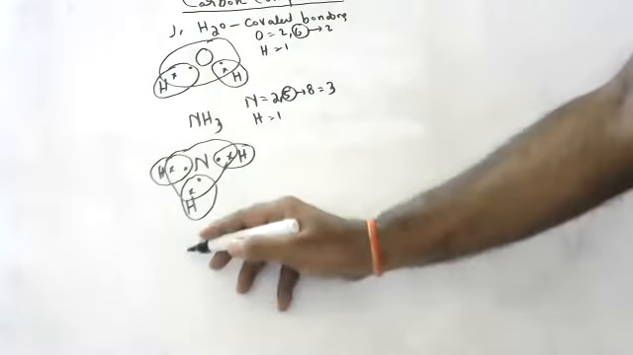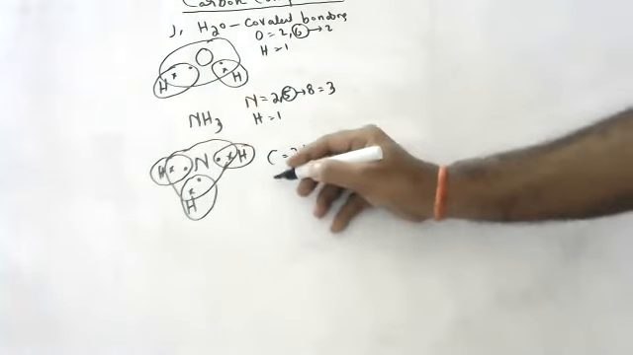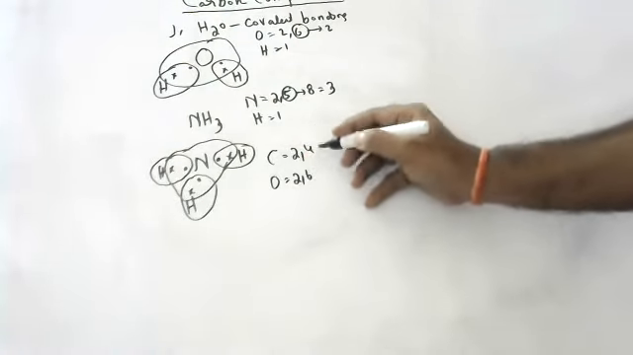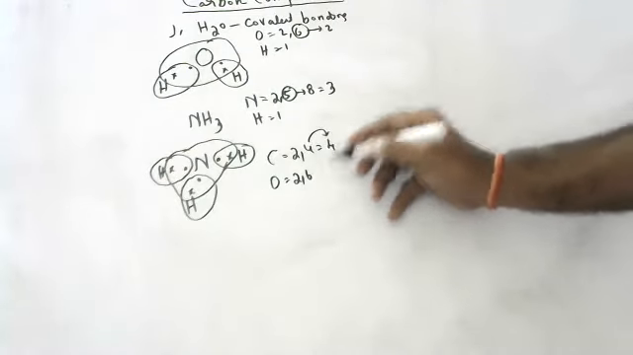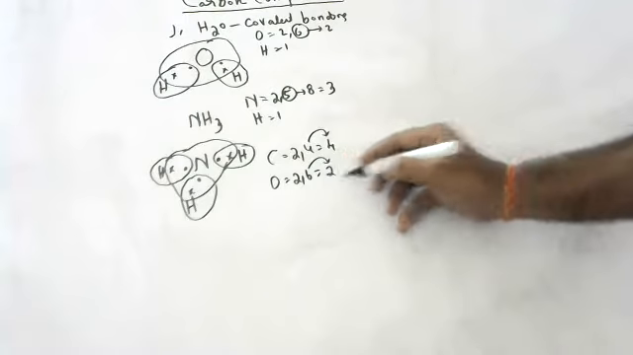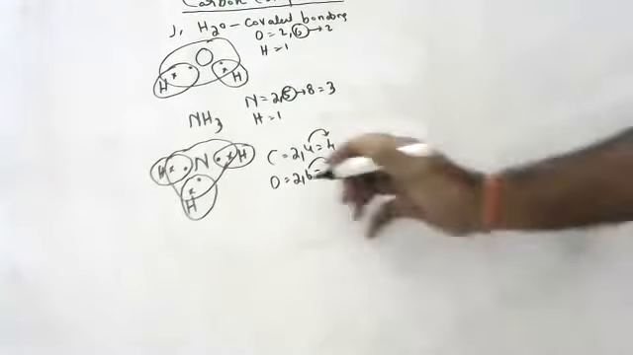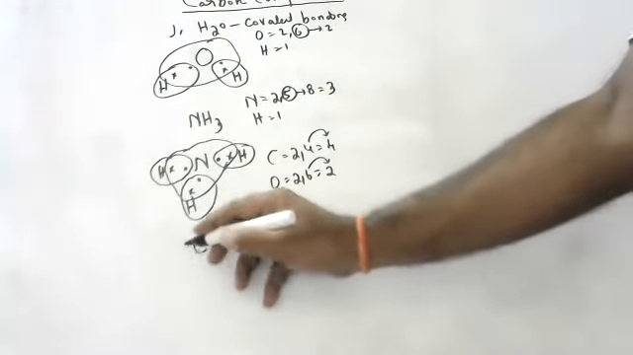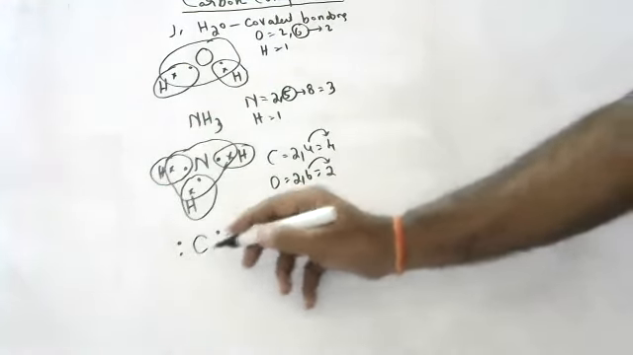Carbon dioxide also I am showing, children, just be here. Carbon, if you see, is 2, 4, oxygen is 2, 6. Carbon is in need of how many electrons? 4 electrons to attain octet. Oxygen is in need of only 2 electrons to attain octet. So, carbon is in need of 4 electrons: 1, 2, 3, 4.